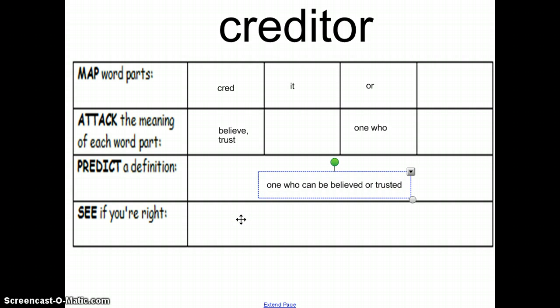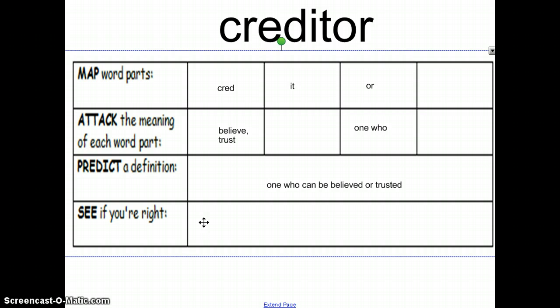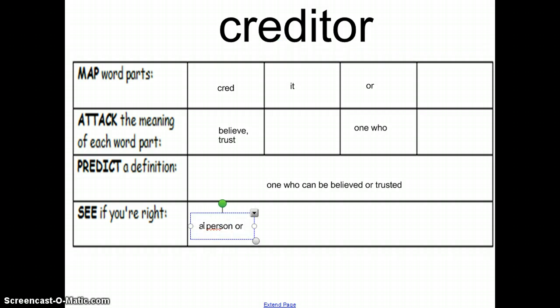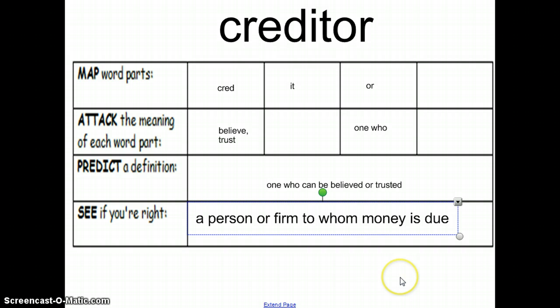When I actually look up the definition, a creditor is a person or firm to whom money is due. So now when we think of a creditor, we might think of somebody that does work for a credit card. And in thinking about how believe or trust fits into this definition, we might say that a creditor or a credit card gives you money on the belief or the trust that you're going to pay them back when you do get the money, or in installments or monthly payments.